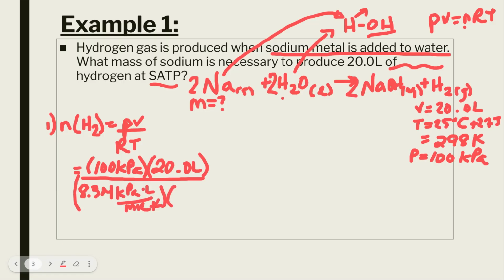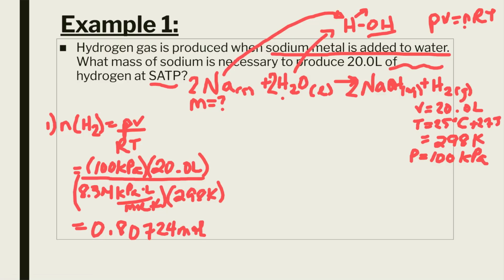And then temperature is constant as well at 298 Kelvin. So do the math, make sure that you know how to solve for that. You should get a mole value of 0.80724 moles.